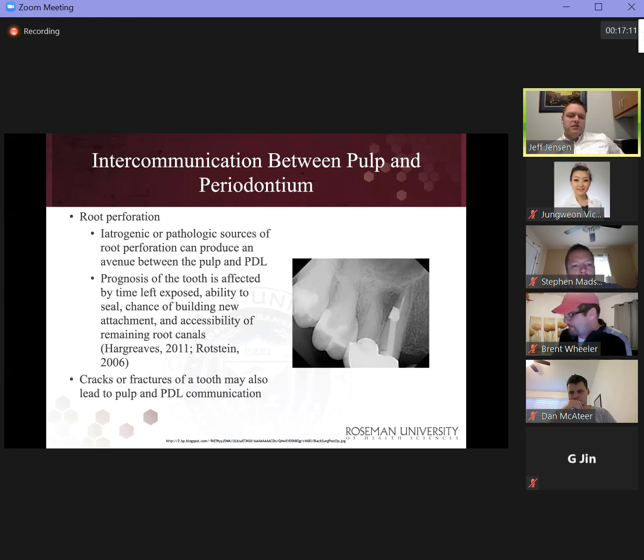These perforations can be a problem, especially the further apical they are, because that makes it really hard to seal and repair when we see that. And you can see in the photo here that there's a lesion developing right around where that perforation happened. And so, if it's more coronal and we can access it and try and repair it, occasionally we can do that, but that can be a real challenge in saving a tooth when we have perforation like that.